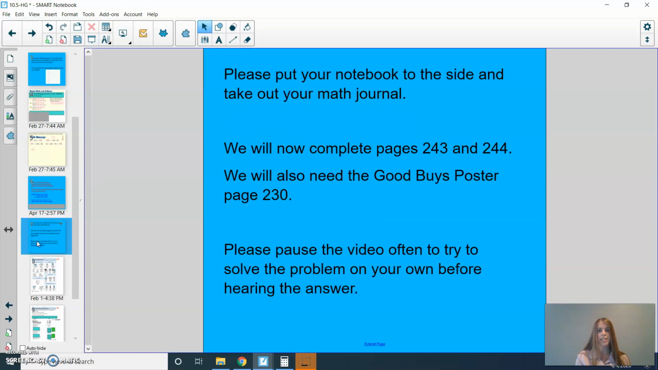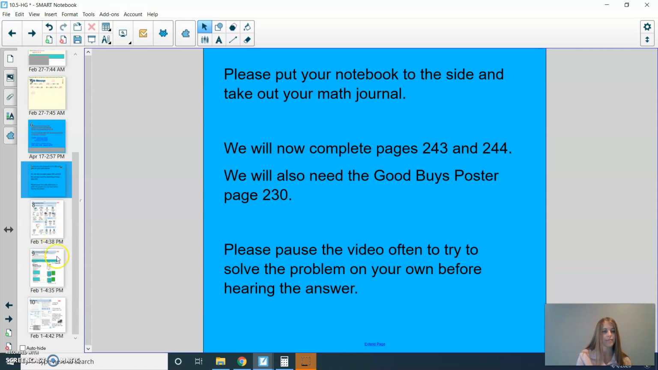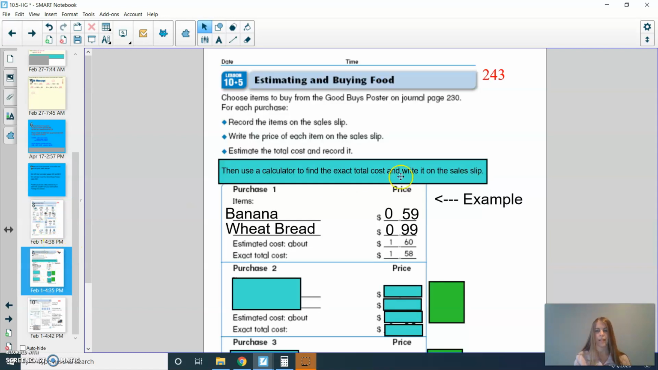If you could put your notebook to the side and take out your math journal, we will now complete pages 243 and 244. We will also need the Goodbyes poster on page 230. Please pause the video often to try to solve the problem on your own before hearing the answer. Here's my page 243.